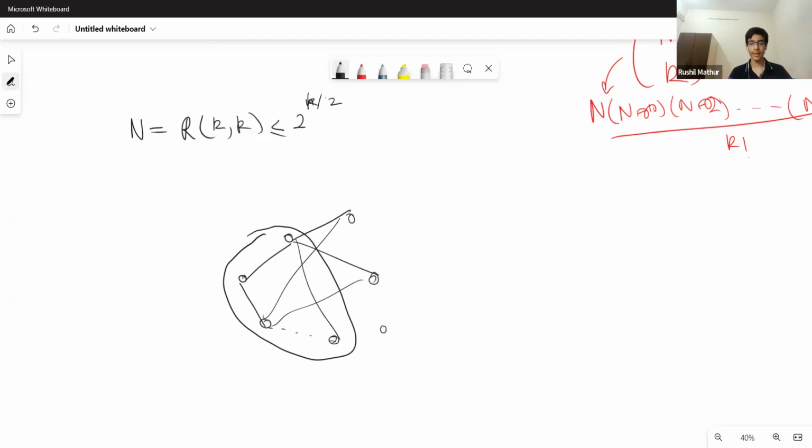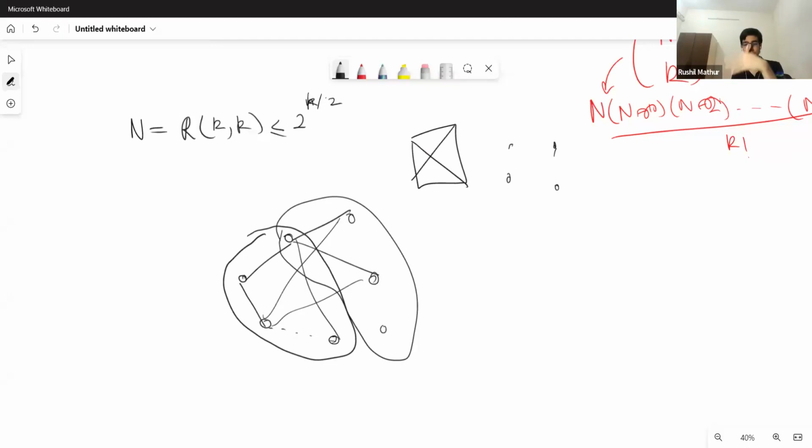Like here, these two people are enemies. Or if I took these four, then whatever. You'll never get a four clique. And clique here basically means everything connected. And you'll never have a four-sized independent set, which means four people and nothing is connected, meaning all four of them are mutually enemies, every pair of them.